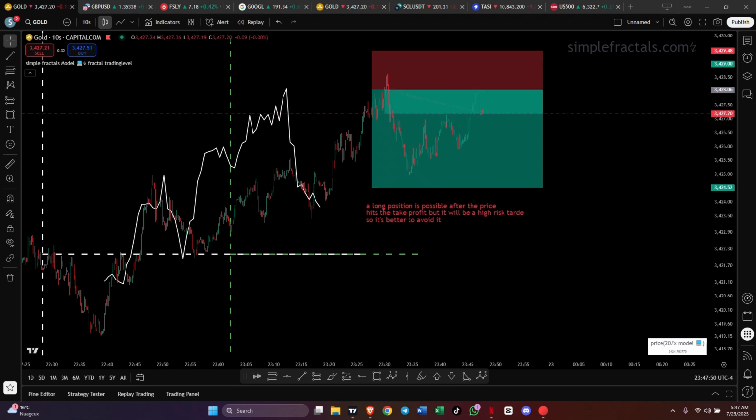Of course, we'll not use this fractal, the N into direction in this case, to take the long position as a continuation model, because we don't have all the conditions for the continuation. And this is our second trade.